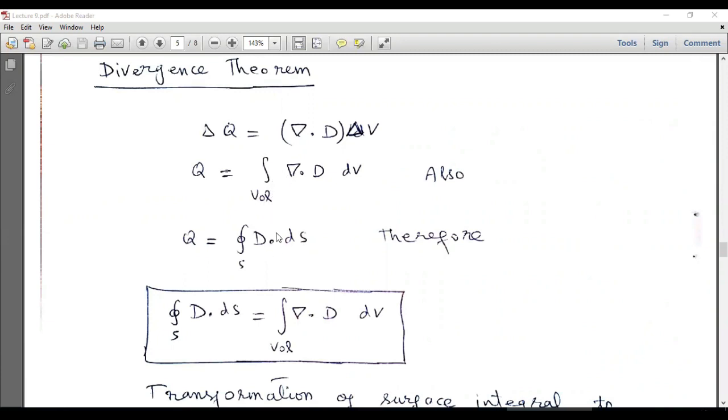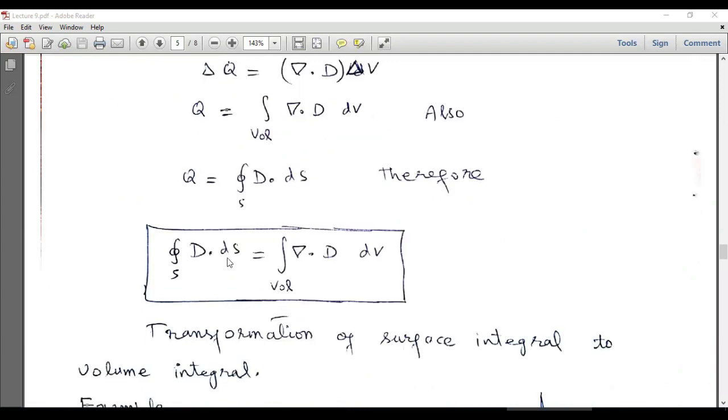So by comparing these two equations, we can write the closed surface integral of D dot dS is equal to the volume integral of del dot D dv. This is called the divergence theorem. It is actually the transformation of a surface integral to a volume integral. Here we have a closed surface integral, and here we have a volume integral.